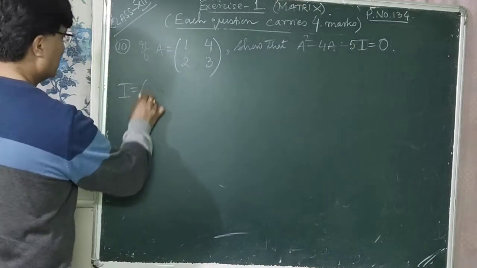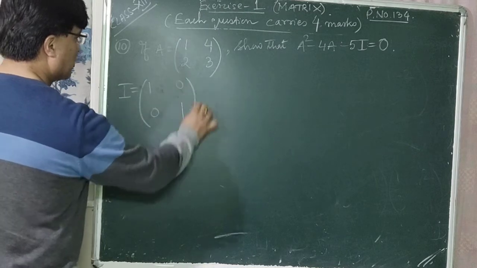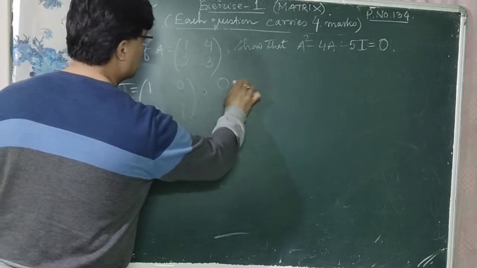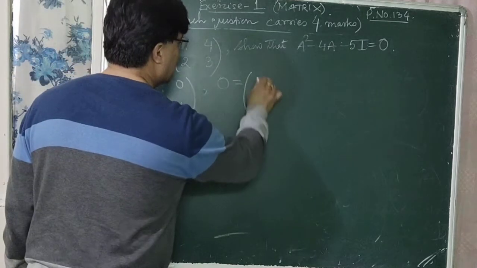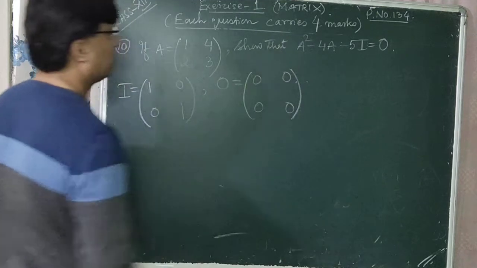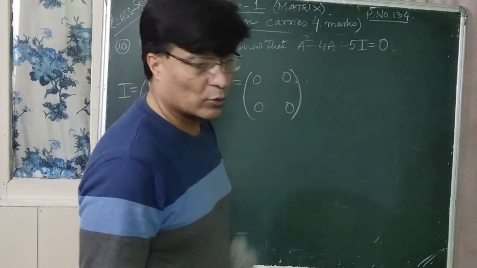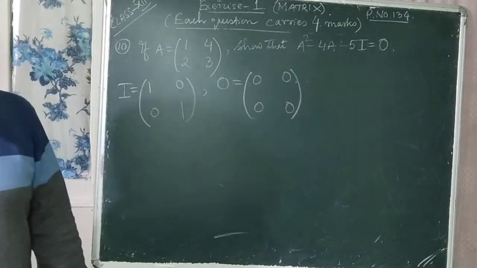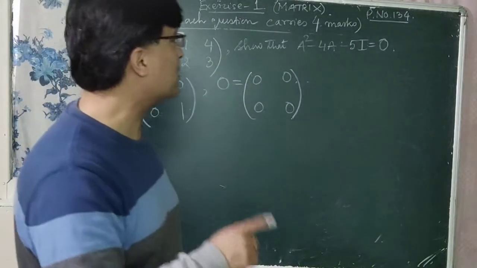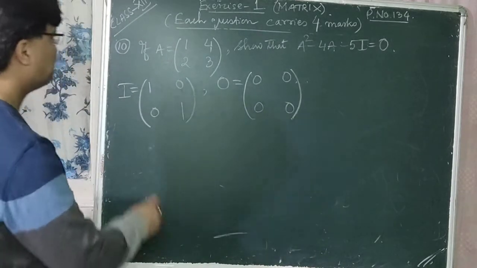So what is I now? So the leading diagonal must be 1, 1. All of the other terms should be 0. And what is the null matrix O? All the elements are 0 and it is of the same order, that is a 2 cross 2 matrix. Okay? So let us prove this LHS is equal to O. That is, LHS means left hand side, that is A square minus 4A minus 5I is equal to the null matrix. Okay?